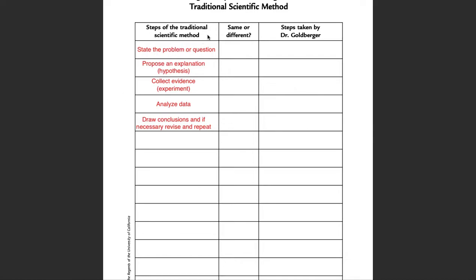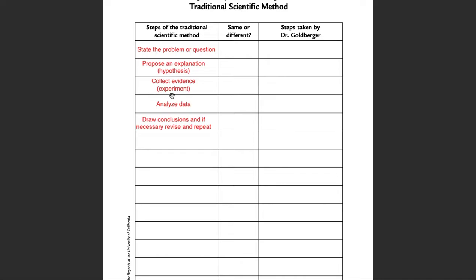So the first thing we have is the steps of the traditional scientific method. As you see, I already have the steps labeled here, in order, 5 traditional steps. The first thing we do with any lab activity or experiment is state the problem or question. Then we propose an explanation to that problem, or create a hypothesis, which is a step most of you are familiar with. After we hypothesize, we make observations, take notes, and collect evidence. That's the experimenting part, most of the time the fun, hands-on part of the lab or activity.